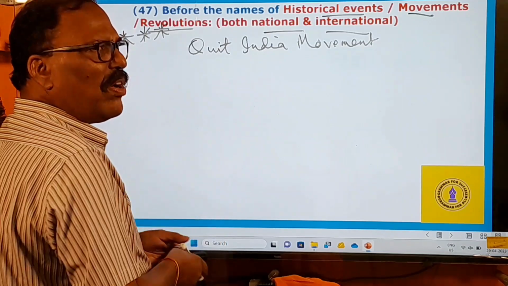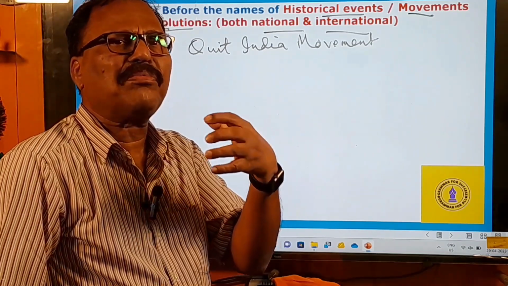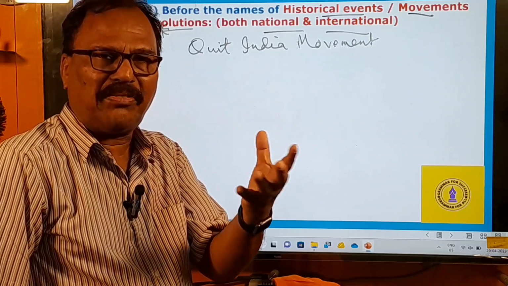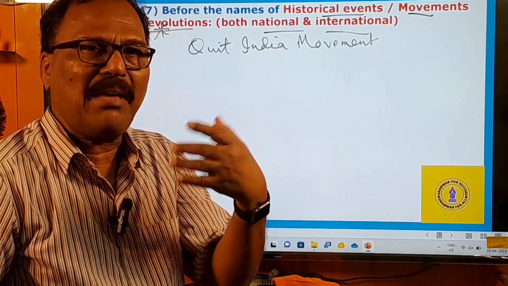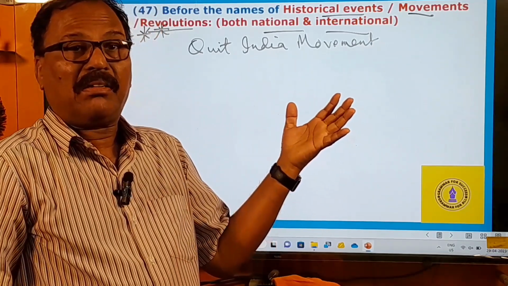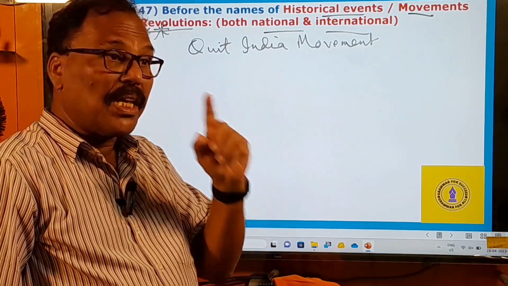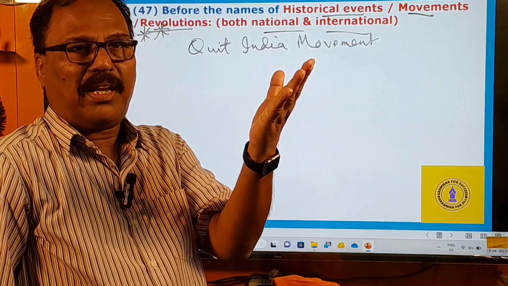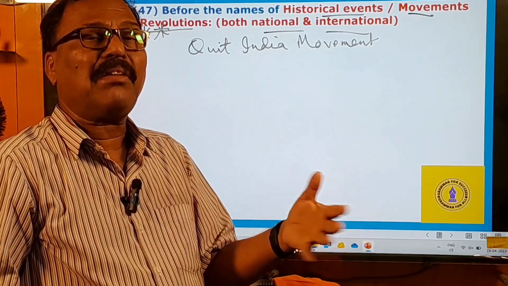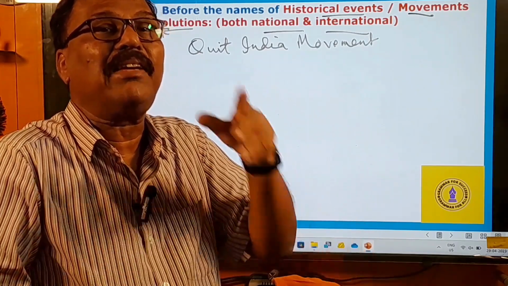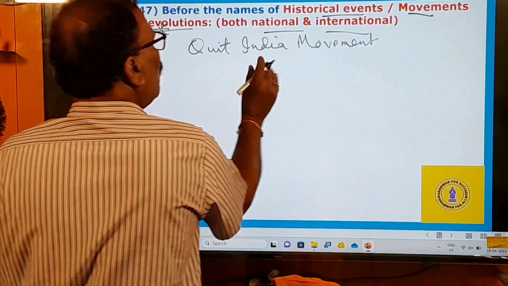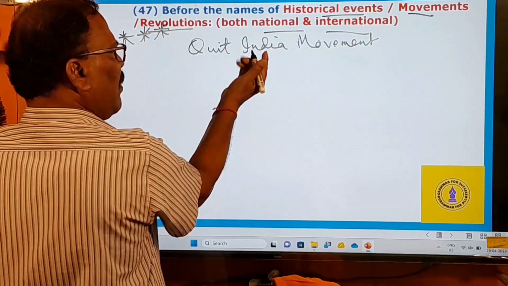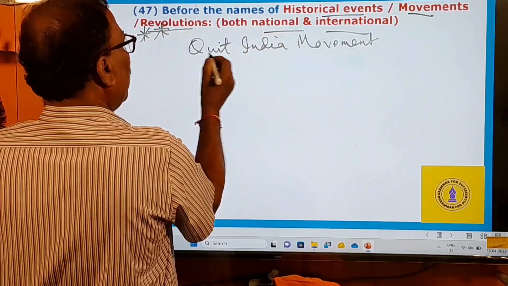Event means what? An incident which is not forgettable, which you cannot forget. I may forget, but the whole nation doesn't forget. So such incidents are called events. Event means nothing but incident. Unforgettable incidents are called events. Remember. So Quit India movement, we don't forget this. It's an event, therefore. It's also a movement, Quit India movement.